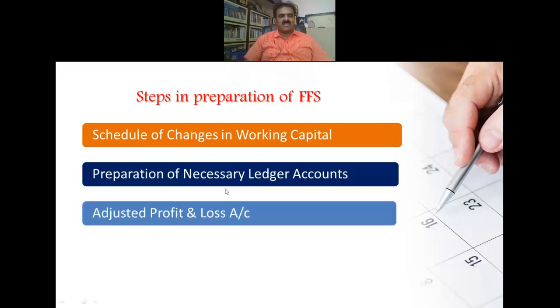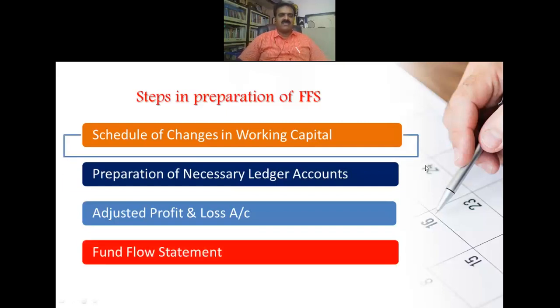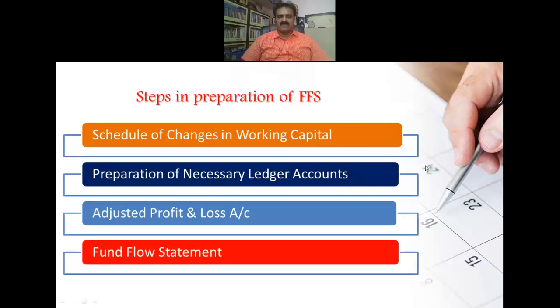Third one is called adjusted profit and loss account. After the preparation of necessary ledger accounts, whatever adjustments have been made with respect to depreciation, provision for taxation, or any kind of redemption, dividend paid, purchases, sale, all those kinds of adjustments, you need to prepare this adjusted profit and loss account to find out the funds from operation. And finally, the fund flow statement will be prepared.